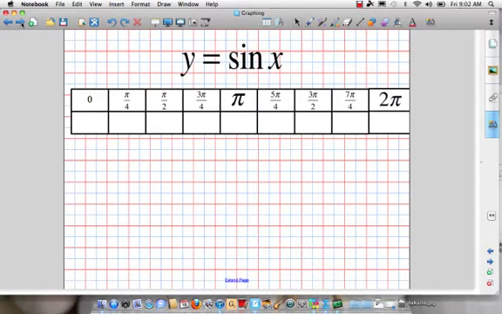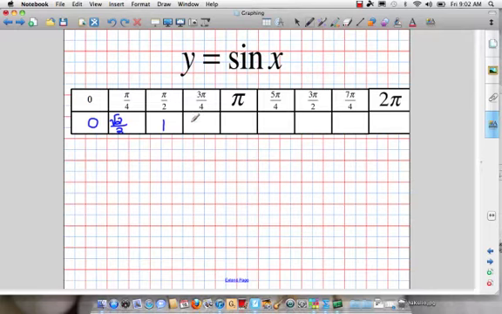I'm going to show you first how to create the graph for sine, y equals sine of x. And it might be very useful to have your unit circle in front of you so you see where I'm getting these values. The sine of 0, if x is 0, the sine of 0 is 0. The sine of pi over 4 is root 2 over 2, and the sine of pi over 2 is 1.